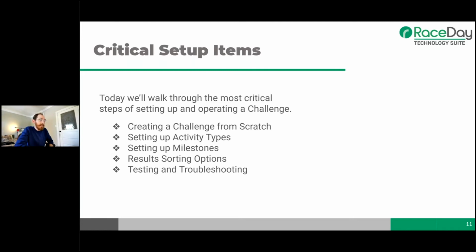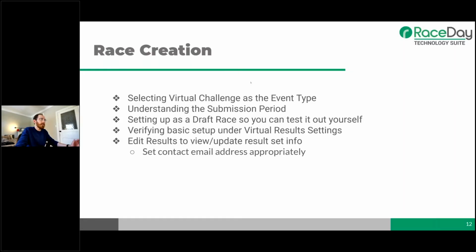So, going to RunSignup.com and clicking the button to create a race and what that looks like. Setting up activity types, we talked a little bit about that. Setting up milestones, talked a little bit about that. Result sorting options, and testing and troubleshooting. So that's what we'll be doing today. Let's get started. I will be flipping back and forth between a few different screens here.